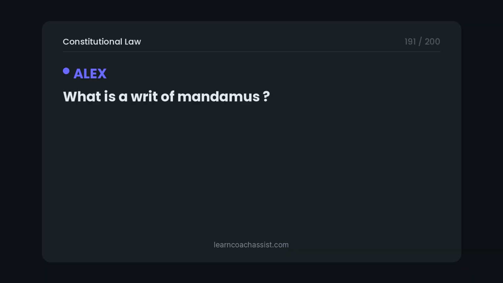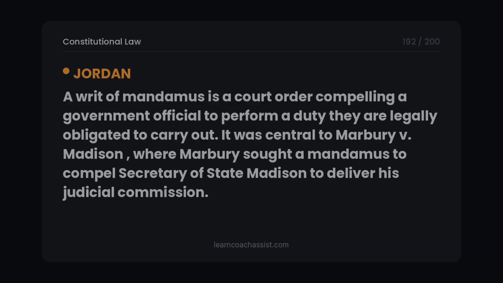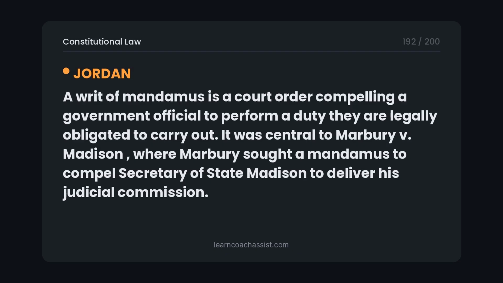What is a writ of mandamus? A writ of mandamus is a court order compelling a government official to perform a duty they are legally obligated to carry out. It was central to Marbury v. Madison, where Marbury sought a mandamus to compel Secretary of State Madison to deliver his judicial commission.